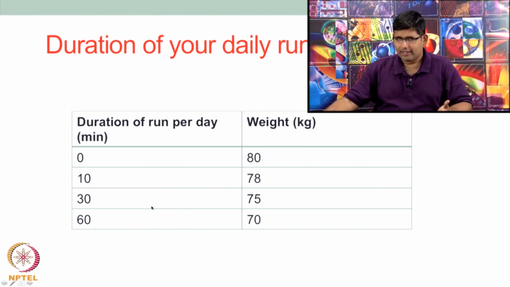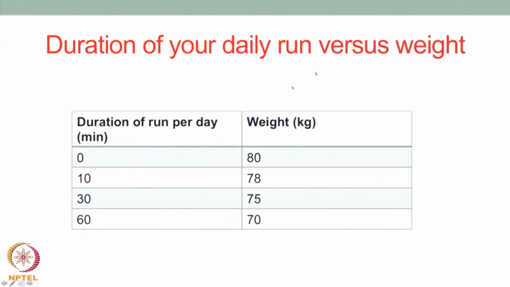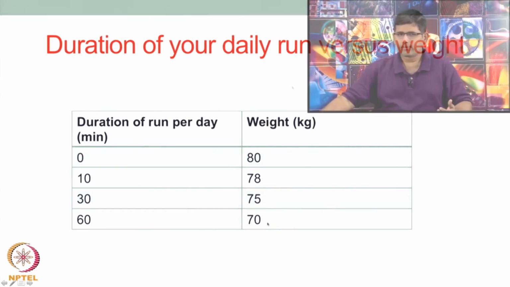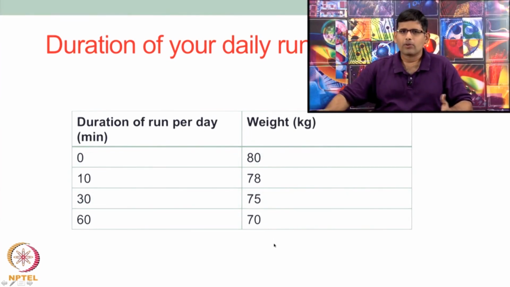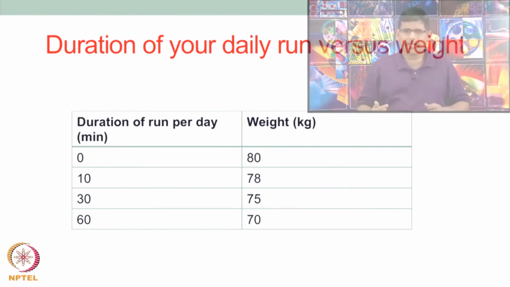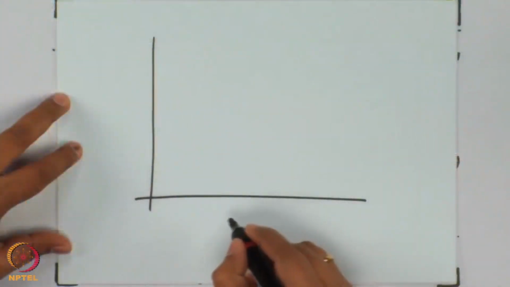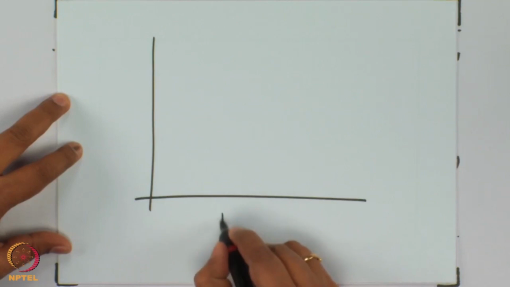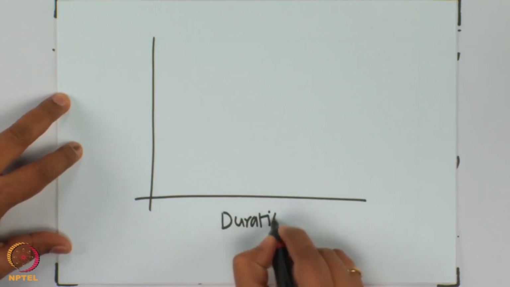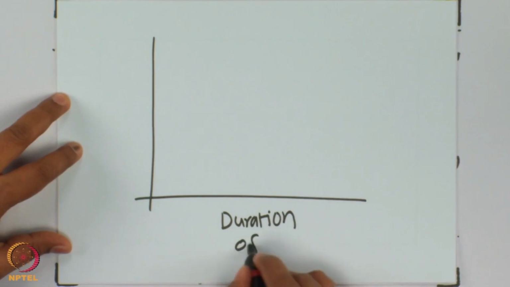Then I run for 30 minutes every day. Then I look at my weight, it has further reduced. Then I can increase my run time. I run 60 minutes every day for a period of time, and then I see that my weight has further reduced, and so on and so forth. So I can note this. This day-to-day event that we see, I can note, I can make a table, and then once we have a table, we can plot a graph. So if we plot a graph, we can plot on the x-axis, let us say, the duration of run, and the weight.